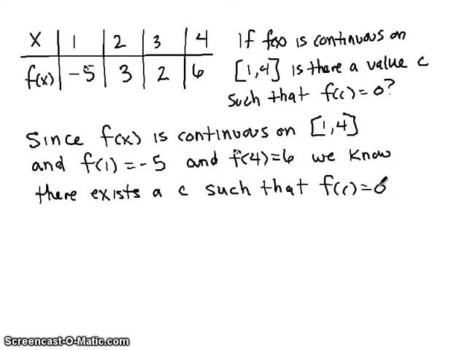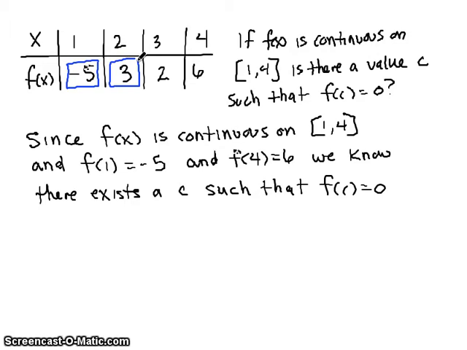And the reason that we know that there's some value c with f of c equal to 0 is our function is continuous, and our function starts at negative values, and the y values turn positive. There's no way to go from a negative value to a positive value on a continuous function, meaning we don't pick up our pencil, without crossing the value 0.